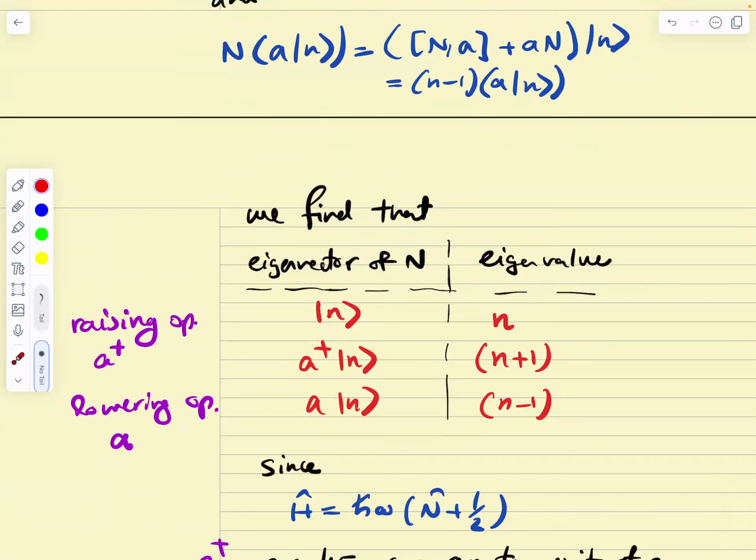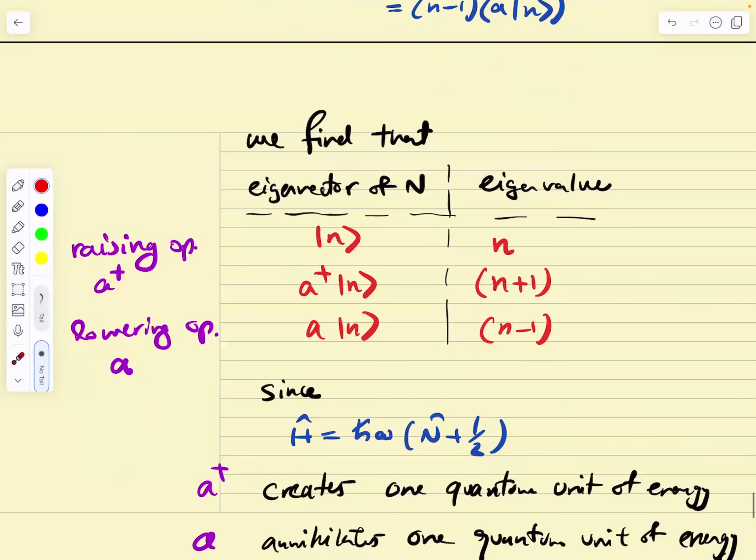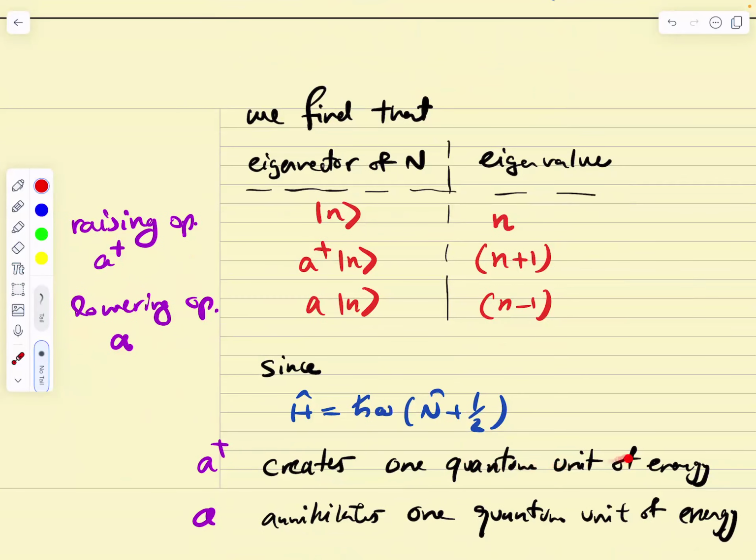Ket n is an eigenvector of the number operator with eigenvalue n. a dagger ket n is still an eigenvector of n. Its corresponding eigenvalue is n plus 1, hence the name raising operator. a ket n is an eigenvector with eigenvalue n minus 1, hence the name lowering operator. You could say that a dagger creates one quantum unit of energy, h bar omega, so you call it the creation operator, and a the annihilation operator.